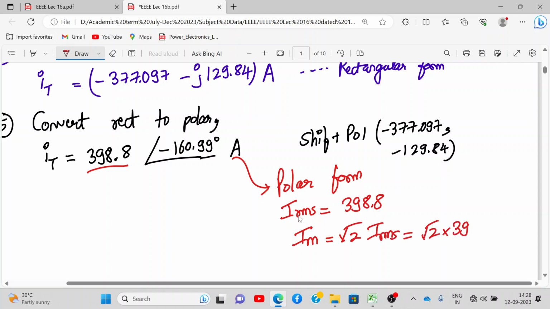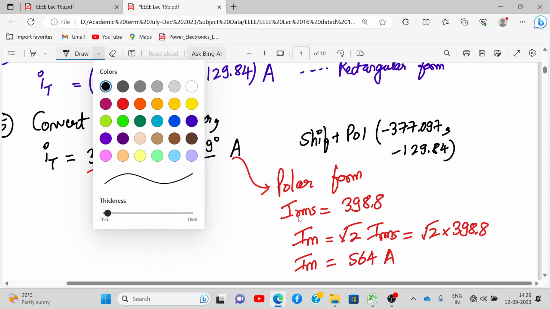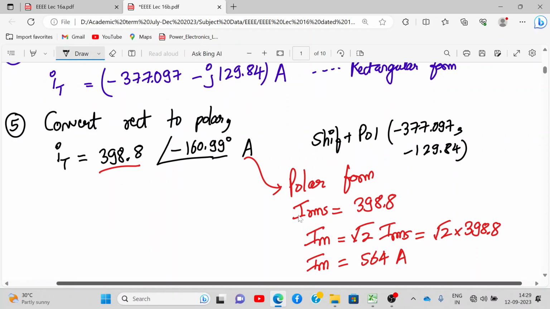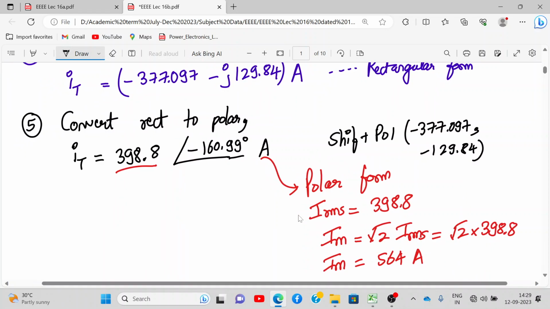Are you following? So what do you get? IM is 564 amperes. Just check. Are you following, right? The earlier value is in RMS form.